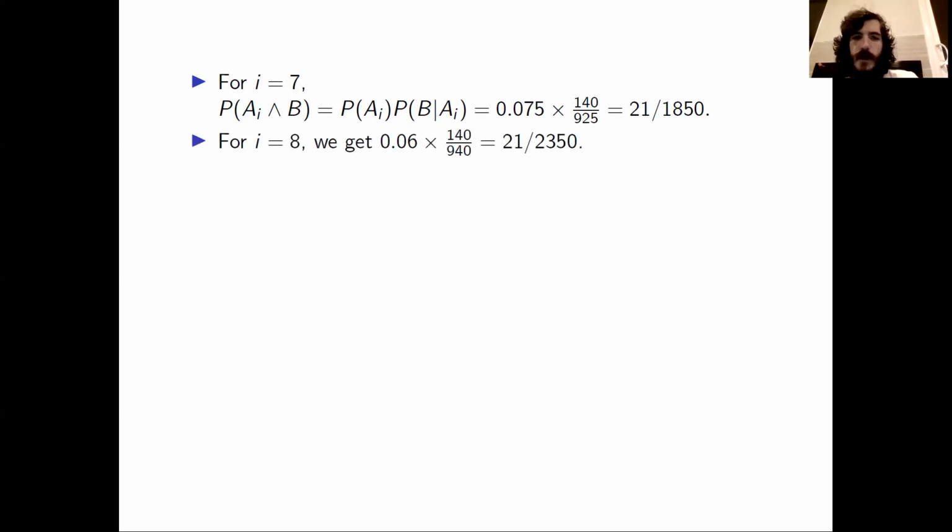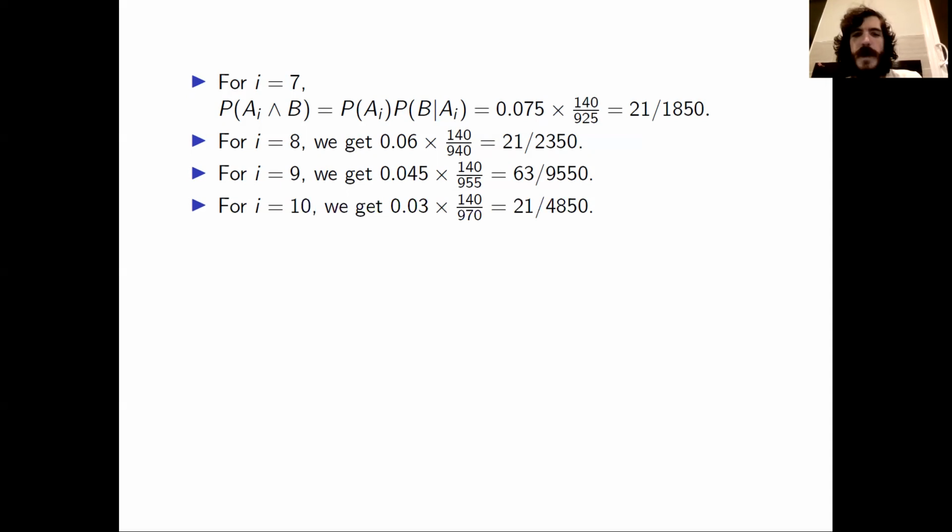For I equals 8, we get 0.06, which is 60 divided by 1,000. We multiply that by 140 divided by 1,000 minus 60, which is 940. And this simplifies to 21 over 2,350. For I equals 9, we get 45 divided by 1,000, which gives us 0.045, multiplied by 140 divided by the quantity 1,000 minus 45, which is 955. And we simplify that to 63 divided by 9,550.